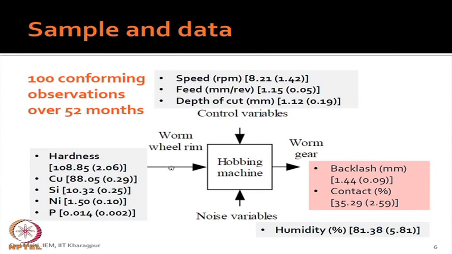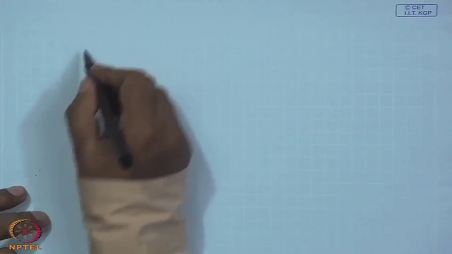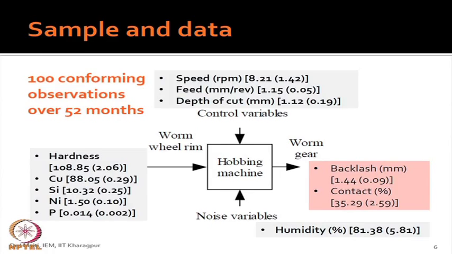So, now in order to do so, what will be the next step? Your next step will be data collection, means you must know what is the manufacturing system here, that is the hobbing process we have given here, and you have to collect data. The hobbing process is totally characterized with their specification here in this figure, clearly it is given. Okay. So, 100 conforming observations over 52 months were collected from this plant.